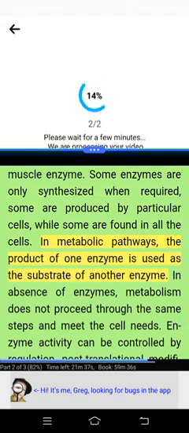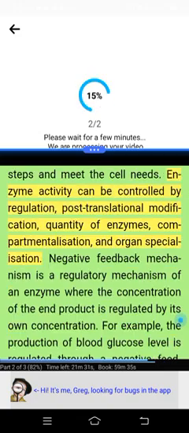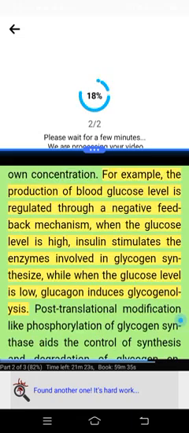In metabolic pathways, the product of one enzyme is used as a substrate of another enzyme. In absence of enzymes, metabolism does not proceed through the same steps and meet the cell needs. Enzyme activity can be controlled by regulation, post-translational modification, quantity of enzymes, compartmentalization, and organ specialization. Negative feedback mechanism is a regulatory mechanism of an enzyme where the concentration of the end product is regulated by its own concentration. For example, the production of blood glucose level is regulated through a negative feedback mechanism.